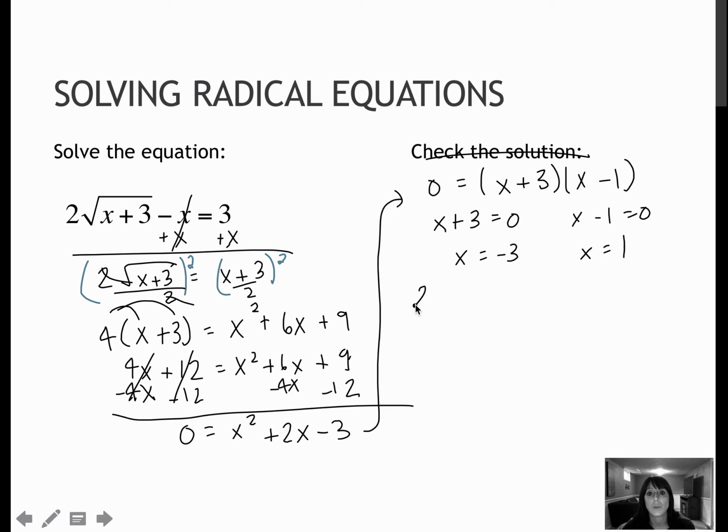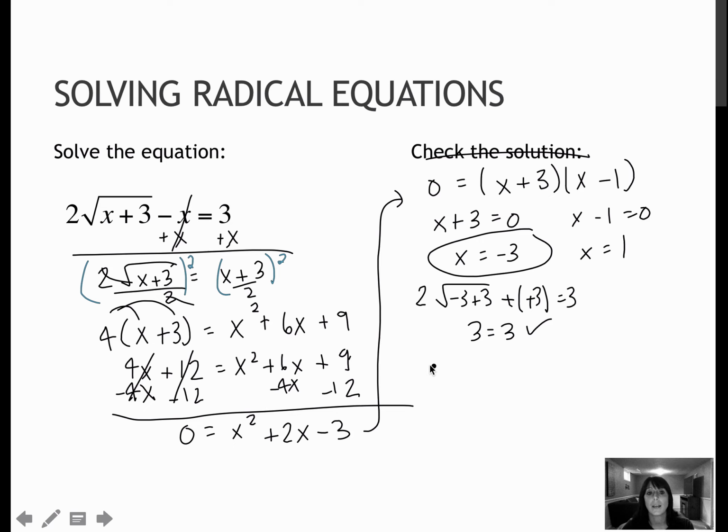So I'm going to start with 2 times the square root of negative 3 plus 3, minus x, so x would be negative 3, equals 3. Negative 3 plus 3 is 0. Square root of 0 is 0, times 2 is 0. And that gives me minus negative 3 equals 3. So 3 equals 3, which checks out. So this is a solution.